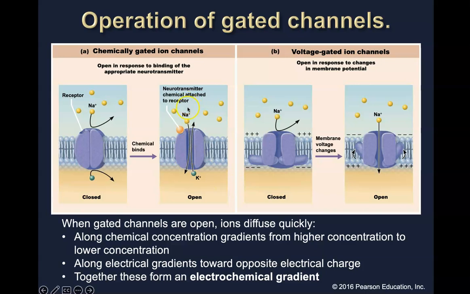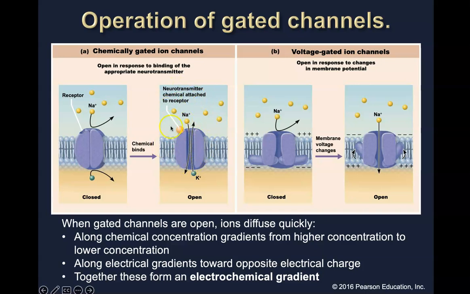And a lot of times that channel is going to allow sodium to rush in. Our voltage gated ion channels are going to open in response to a change in membrane potential. Basically a voltage change, which we're going to talk about in a minute, causes that protein channel to open, allowing sodium to rush in. So when our gated channels are open, the ions can diffuse really quickly. They're going to diffuse oftentimes down their concentration gradients.